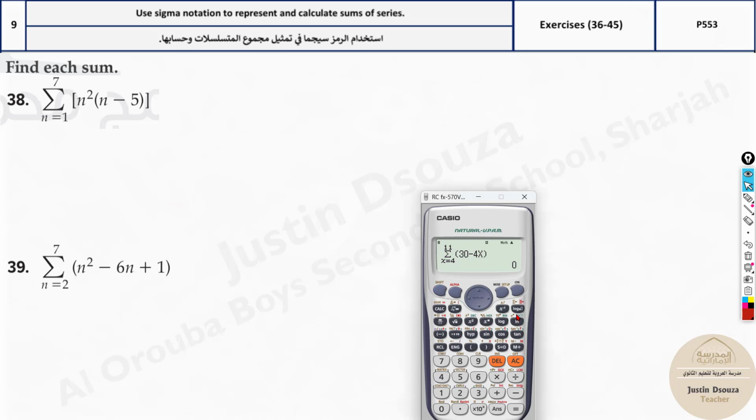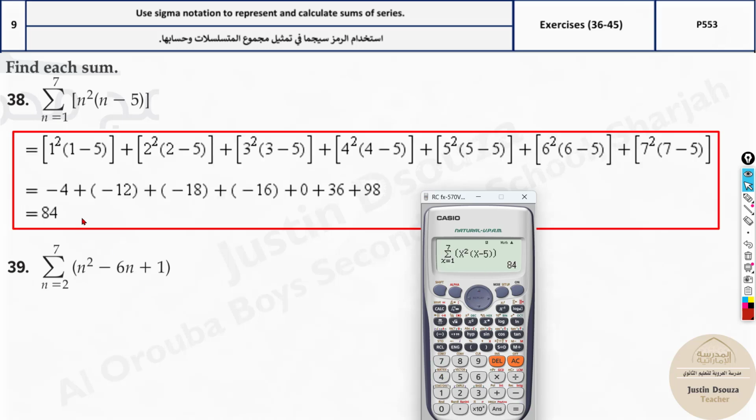All you need to do is shift and this symbol to get the summation. Here you need to use the brackets properly. n squared bracket n minus 5, close the bracket, and now it's all closed, open two brackets, close two brackets. It starts at 1 and ends at 7. So the answer is 84, and here you go.